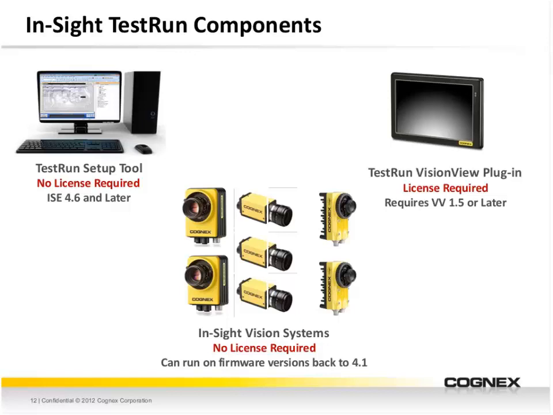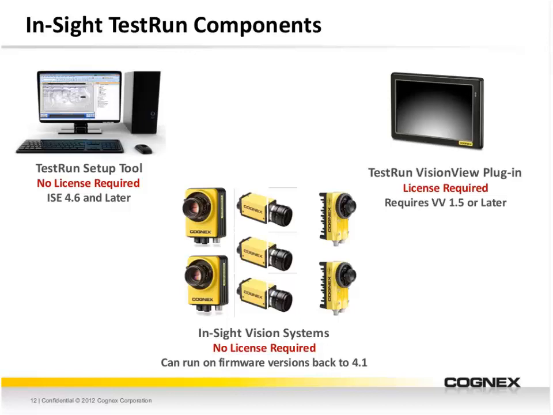So it's built into Insight Explorer 4.6 and later. Now, all of our Insight Vision systems from 4.1 and beyond are compatible with TestRun. So there's no license required to put it on the camera either. So if my setup is a PC on the line with Insight Explorer, I can run TestRun from it straight to any of my cameras on the line that has the TestRun built into the job file.